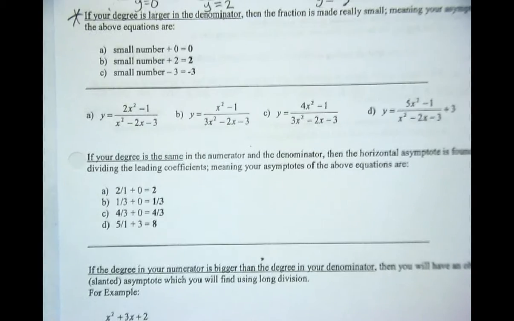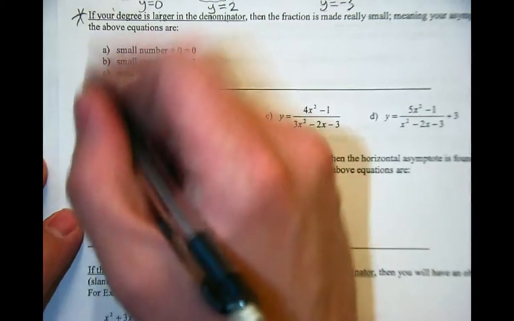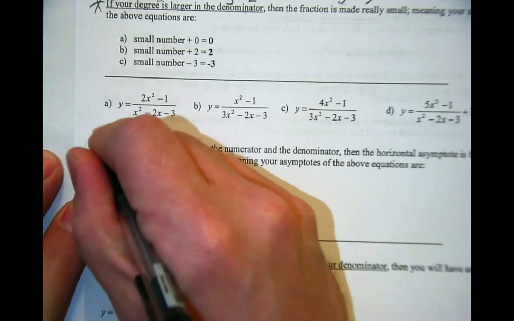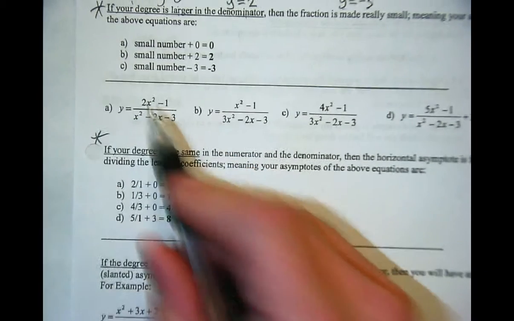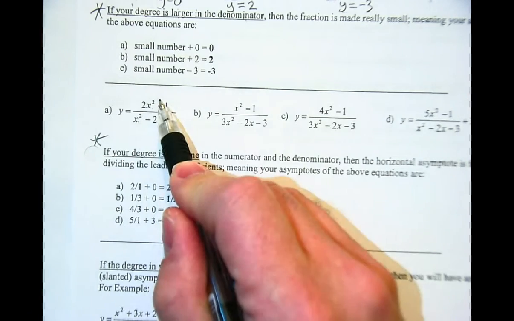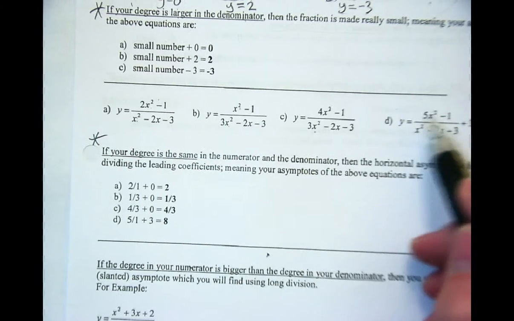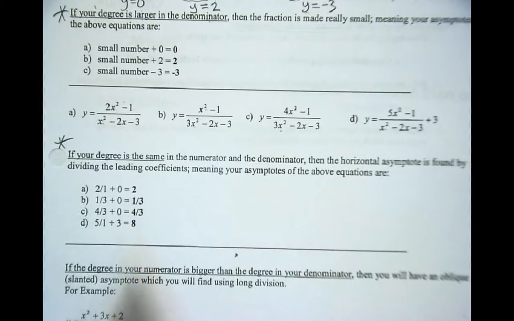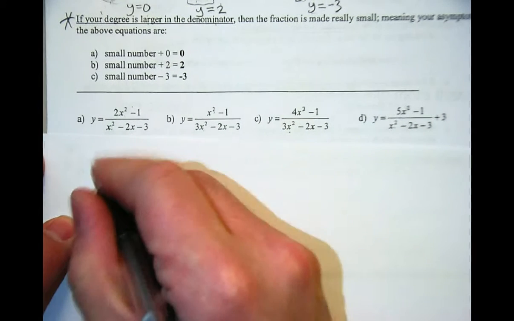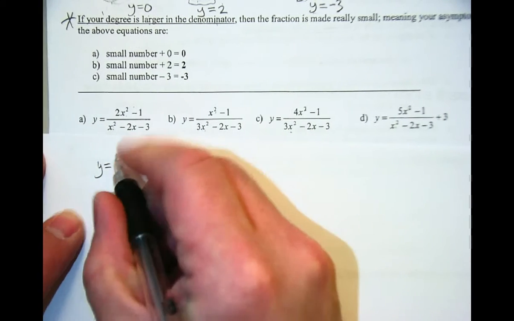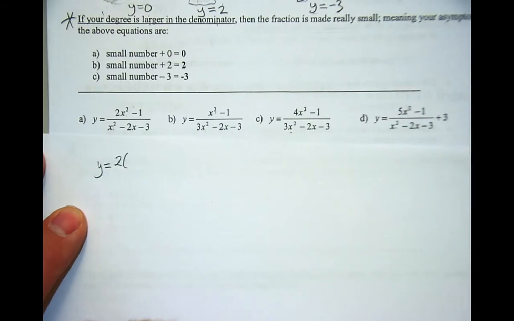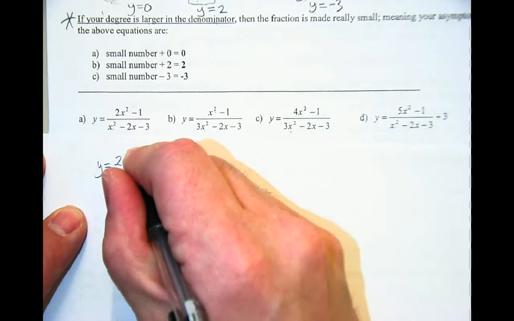Next piece. If your degree is the same, so you have a little star up here. That was if your degree is larger in the denominator. Well, if the degree is the same, so now you have this over this. Notice the powers are the same. This over this, that over that. The powers are the same. So if I look at letter A and go through the same process, I now have 2 times x squared, and let's say x again is 1,000,000, and we square it, that is 2 times 1 trillion.